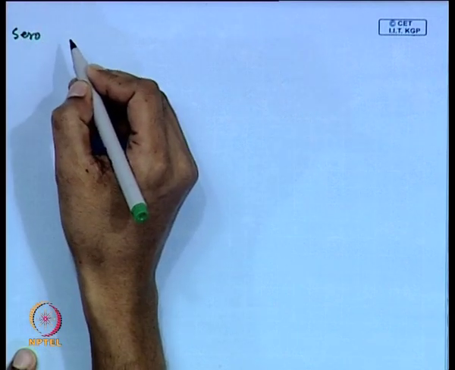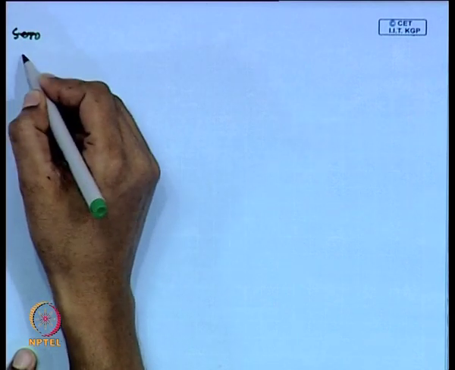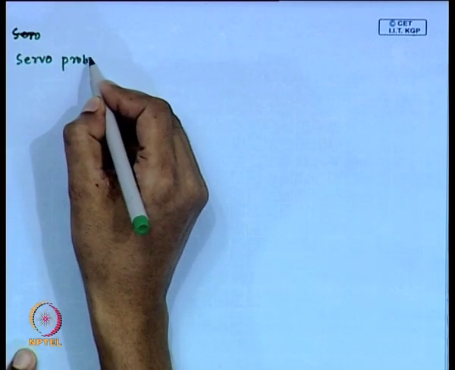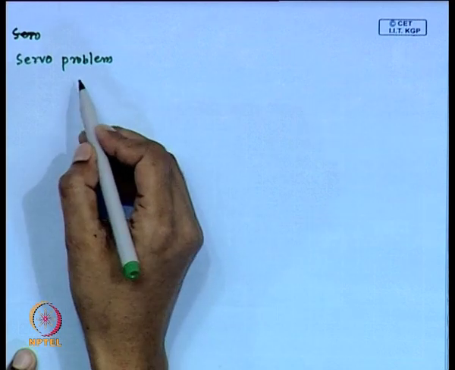Now, as I mentioned that the control performance is observed by conducting two tests. One is servo test, another one is regulatory test. So, in the next we will conduct these two tests for the first order process under proportional control. So, first we will discuss the servo problem.